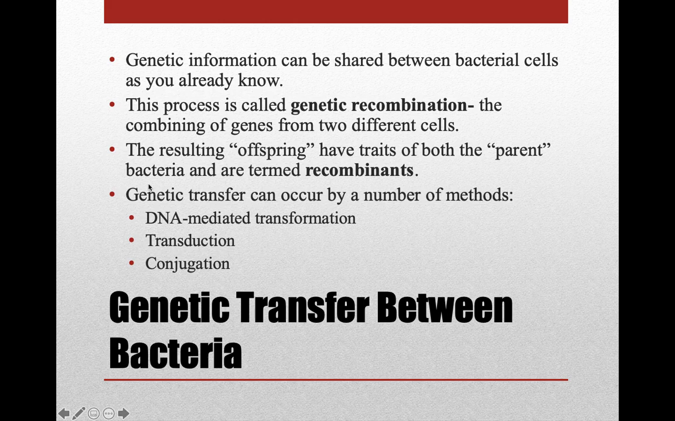Now, sometimes when the environment goes bad, these guys need to shake up their genetic information. This is called genetic recombination, shaking up the genetic information, combining two cells into one. The resulting cells that occur from that genetic recombination are termed recombinants. So we are recombinants from our parents. And bacteria that have genetic information from two different bacteria inside of them are also called recombinants. So these are the three main ways that this occurs, and we'll talk about them in just a second.